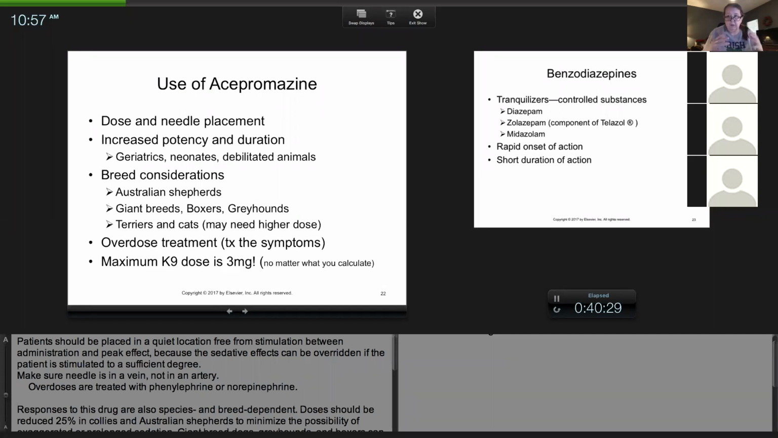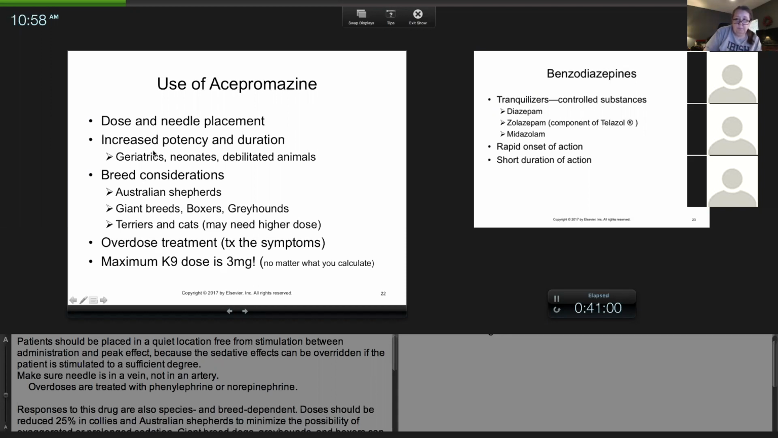It's ideal if you can put them in kind of like a darker room. Now, you want to be able to watch them, but sometimes I'll put them in a kennel and I can dim the lights, or I put them in a darker room and I can kind of keep an eye on them. But the sedatives are going to have an increased effect if they're put in a calm, quiet environment. If you sedate them and you're holding them and talking to them, it's going to take them a lot longer to get sedated.